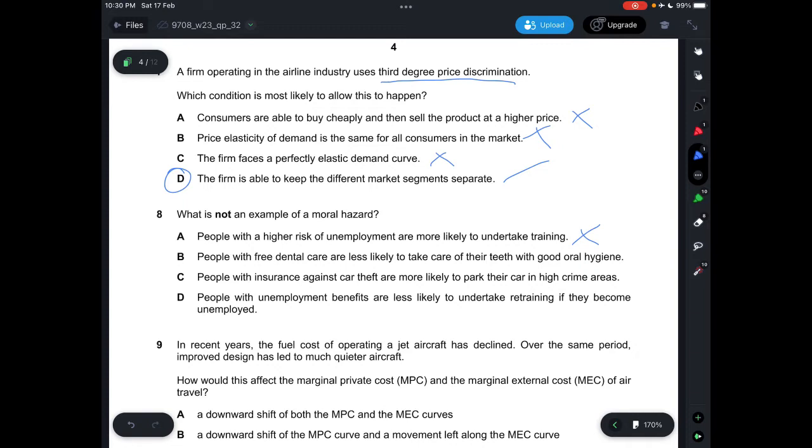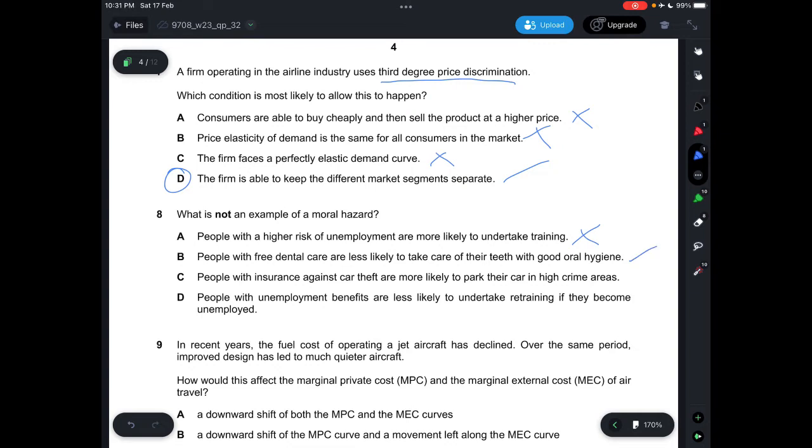B says people with free dental care are less likely to take care of their teeth with good oral hygiene. This is an example of moral hazard because people who would be able to go to the dentist all the time would not really care about their teeth, because they know that they can get it for free, so why bother? In that case, it will actually harm the teeth even more.